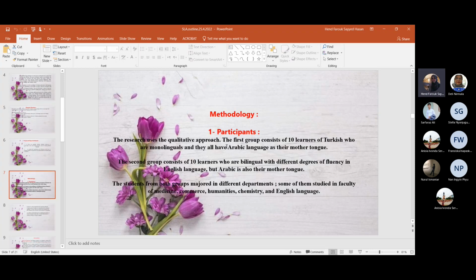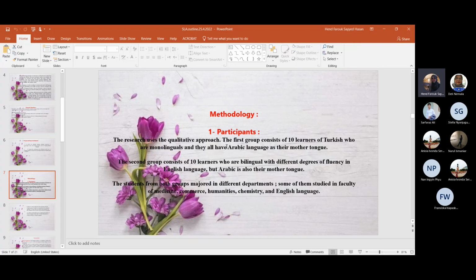So the methodology: the researcher uses a qualitative approach. The first group consists of 10 learners of Turkish who are monolingual, and they all have the Arabic language as their mother tongue. The second group consists of 10 learners who are bilingual with different degrees of fluency in the English language, but Arabic is also their mother tongue.